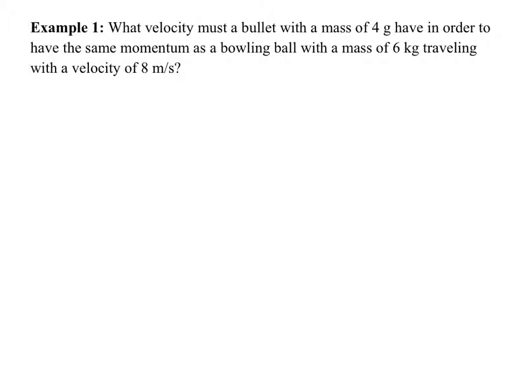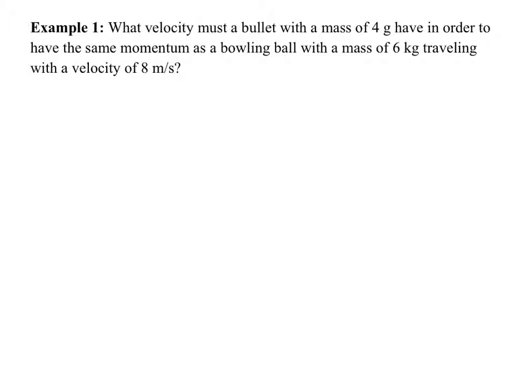And it says, what velocity must a bullet with a mass of 4 grams have in order to have the same momentum as a bowling ball with a mass of 6 kilograms traveling with a velocity of 8 meters per second? Okay, and these are realistic numbers, by the way. 6 kilograms is, anyone know how many pounds? I've mentioned this conversion factor a few times. 2.2 is your conversion factor. So 6 times 2.2 will give you 13.2. So it would be like a 13-pound bowling ball, which is realistic. Professional bowling balls are between like 12 and 16 pounds usually.